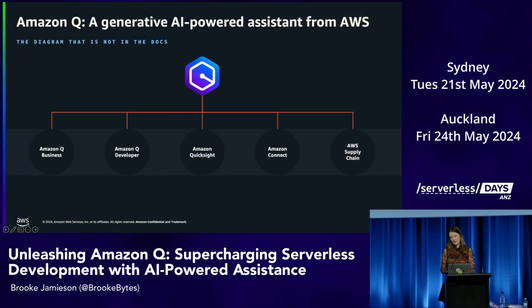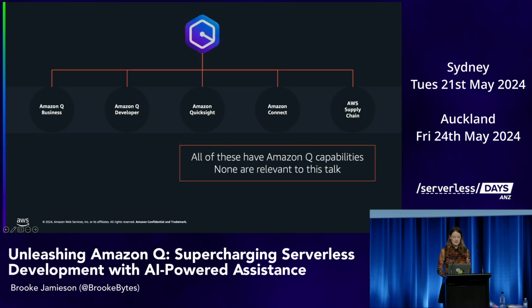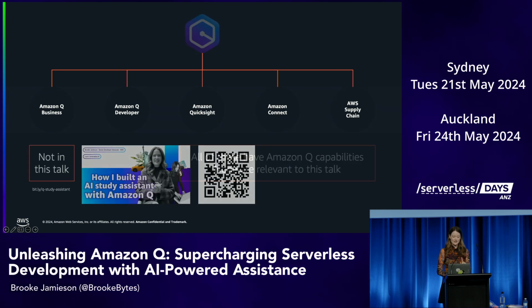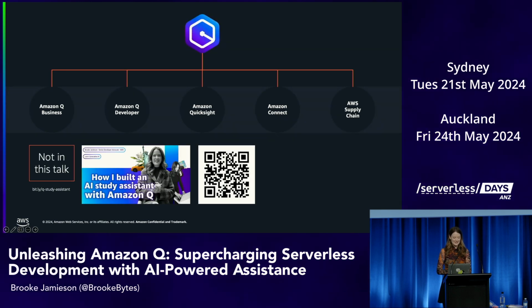This is the diagram that does not exist in the docs, but this is my public petition for it to be added. So Q is really confusing because it's got a lot of elements to it now, and they keep getting added to. So there's 5 key parts so far today. These 3 on the end, Amazon QuickSight, Amazon Connect, which is the phone call one, and AWS Supply Chain, which is what it sounds like, as well as QuickSight, which is the BI dashboards. All of those have Amazon Q capabilities. None of those are relevant to this talk, but they exist, and you'll see them on the website. Don't get confused.